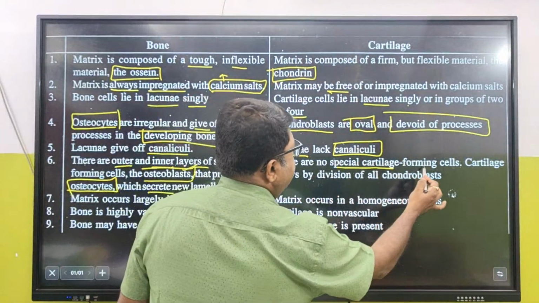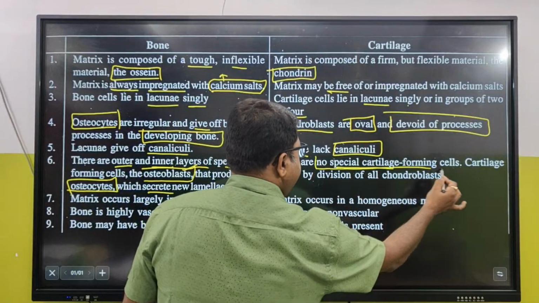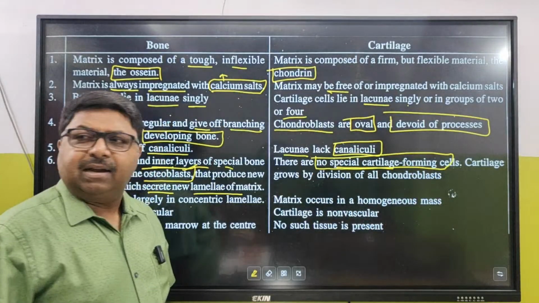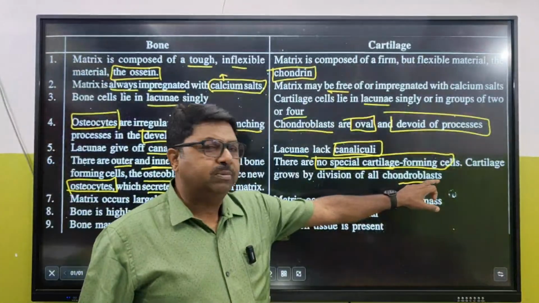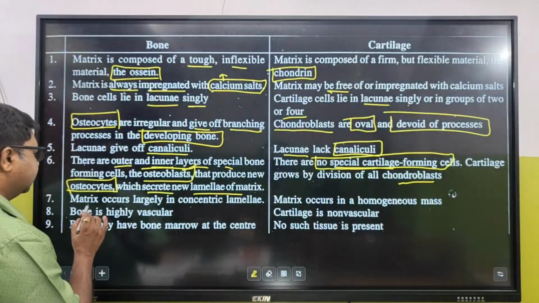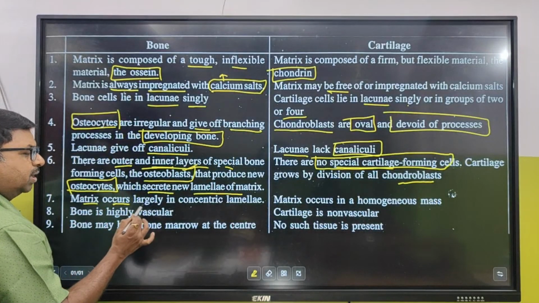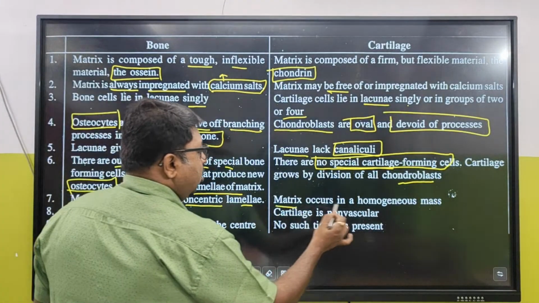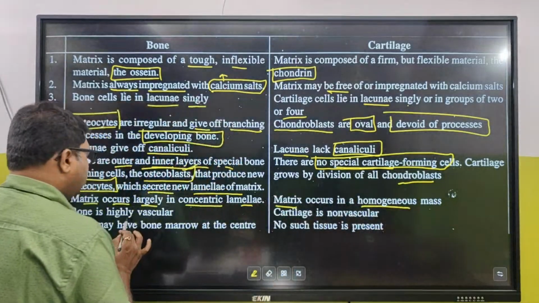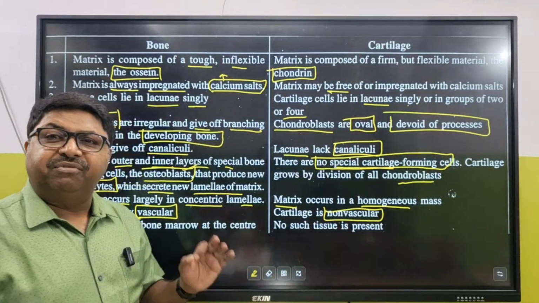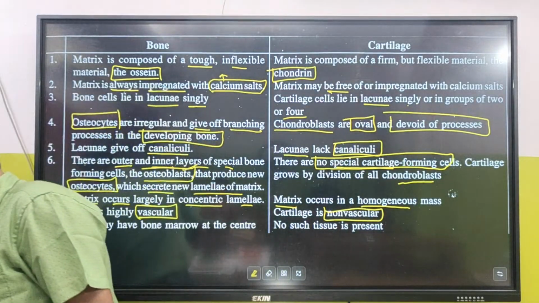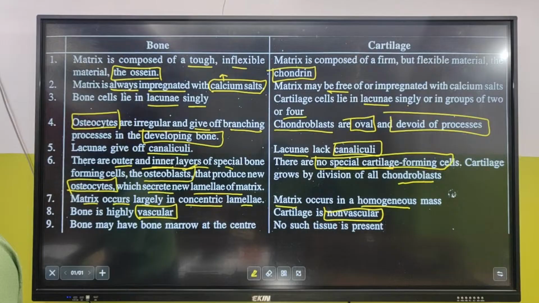There are no special cartilage forming cells. See the difference. Cartilage grows by division of the chondroblasts. Bone matrix occurs largely in concentric lamellae, and cartilage matrix occurs in a homogeneous mass. Bone is highly vascular. Cartilage is non-vascular. That's the major difference between cartilage and bone.